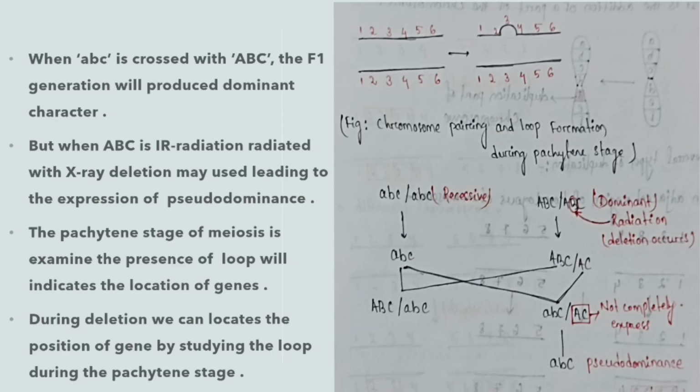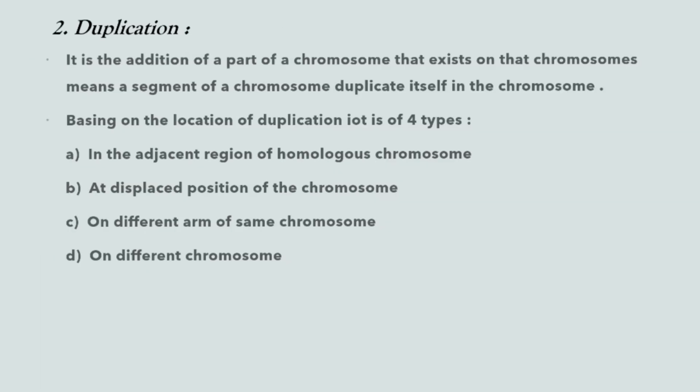First, a loop formation occurs, then the process starts. It occurs during the pachytene stage. So let's study the theory part. When ABC is IR radiated, then deletion may occur, leading to the expression of pseudodominance. The pachytene stage of meiosis is examined. The presence of a loop indicates the location of the gene. During deletion, we can locate the position of the gene by studying the loop during the pachytene stage.